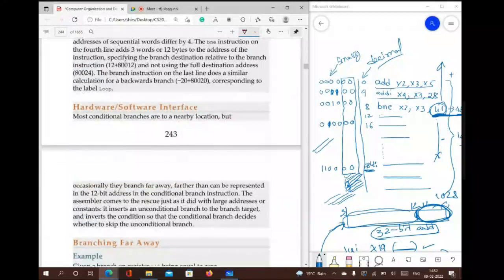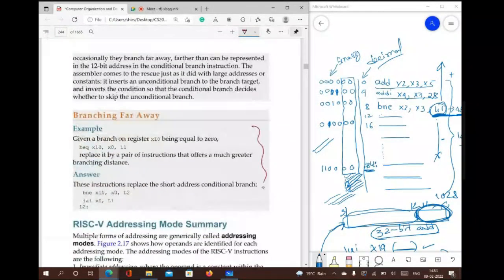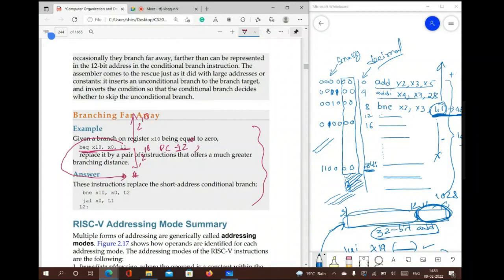Okay, so if I scroll down here, this is a very interesting concept written here. If you concentrate on this BEQ, the maximum distance it can jump is PC plus or minus 2 to the power 10, right? That I have already explained. What if you want to jump more? Suppose this is 2 to the power 10 and here it is also 2 to the power 10, and I want to jump from this location to this location, which is outside the range. How can you do this? It may be possible, isn't it?